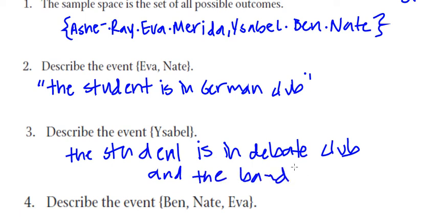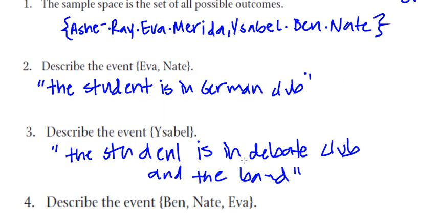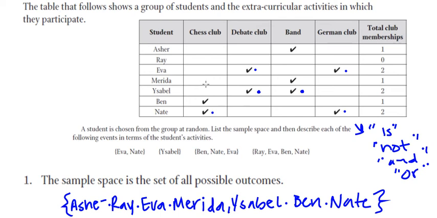So again, you have to create some sort of statement that could only produce the given outcomes or the given events. So it says describe the event that produces the outcome Ben, Nate, and Ava. So if I look here, we're looking at Ben, Nate, and Ava. So Ben, chess club, Nate, chess club, Ava, debate and German club. So we can't use and here because there's nothing that all three of them share. So we can't say they're in chess club and debate club or they're in chess club and German club because they don't all three share something. So I want to think about whether or not I could use or.